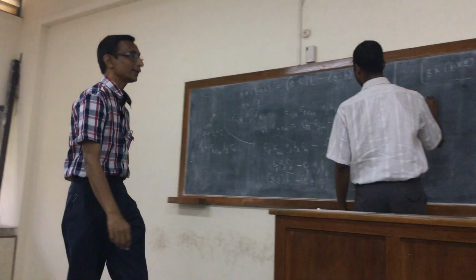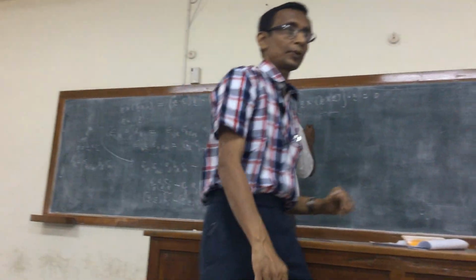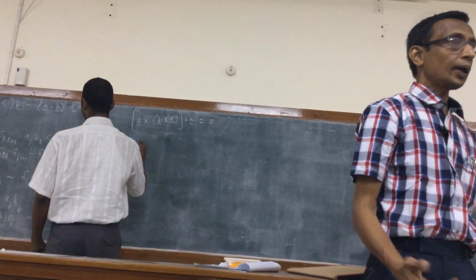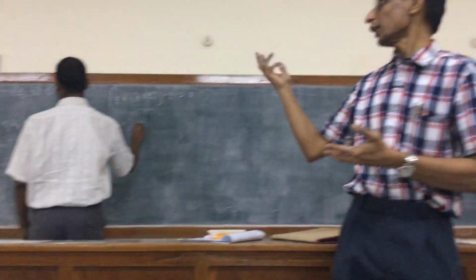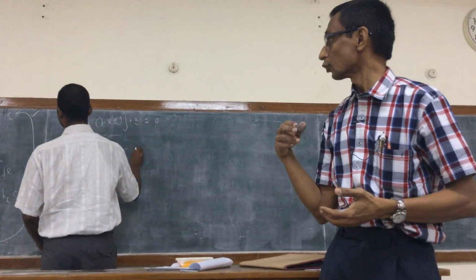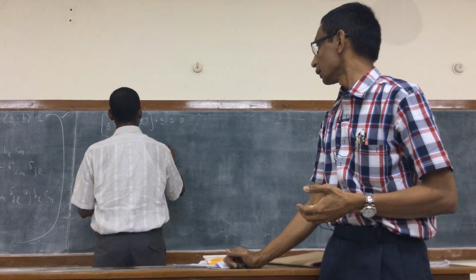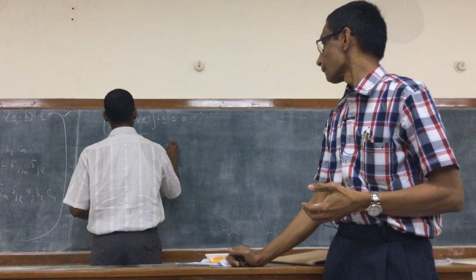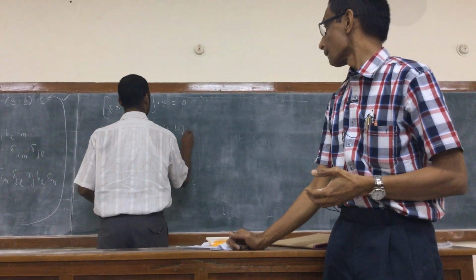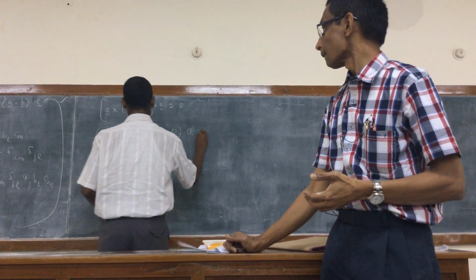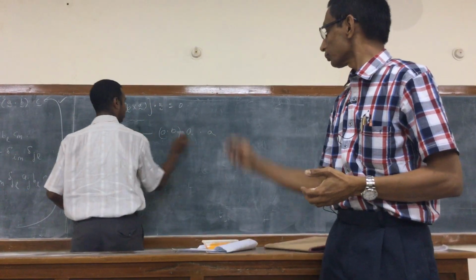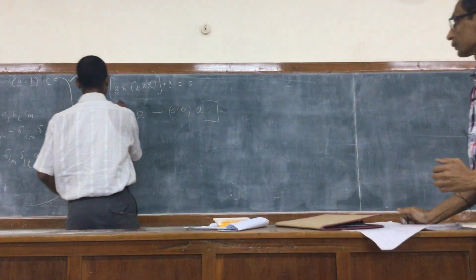A cross B cross C I have. So what does C become equal to here? A. So I have to substitute C equal to A. Good. Minus A dot B. No, the whole thing you have to put within brackets. Exactly.